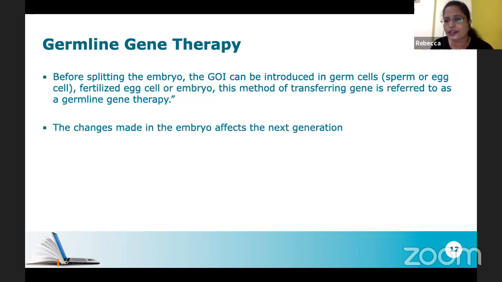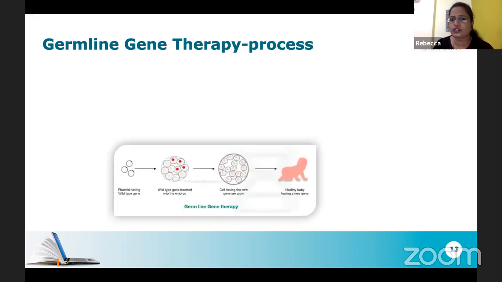In somatic gene therapy, this doesn't occur, and it is used for curing many diseases. But in germline gene therapy, there is a high possibility that it may create a hereditary disease, and it may continue for many generations. That is why people do not go in for germline gene therapy. This is the process of germline gene therapy.